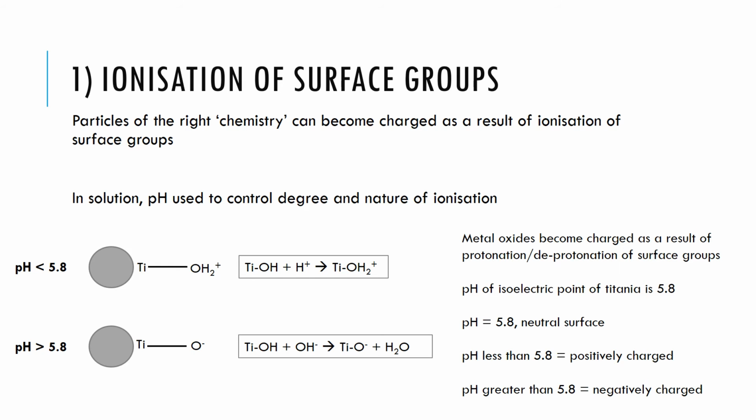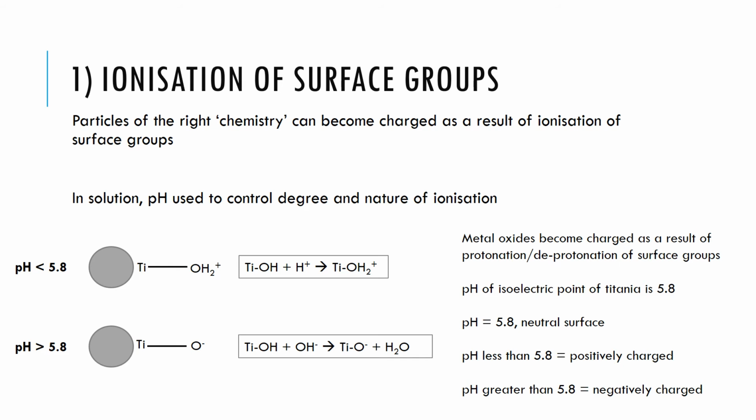So number one then, the ionization of surface groups. If you have a particle of the right chemistry, we can charge a particle as a result of ionizing a surface group. A classic example of particles with the right chemistry here are metal oxides. So iron oxide, titanium oxide, these all form particles in solution. And I'll show you the example of titania here. And here we use pH to control the degree and nature of ionization. So all we're doing is changing the pH of the environment in which the particles sit.